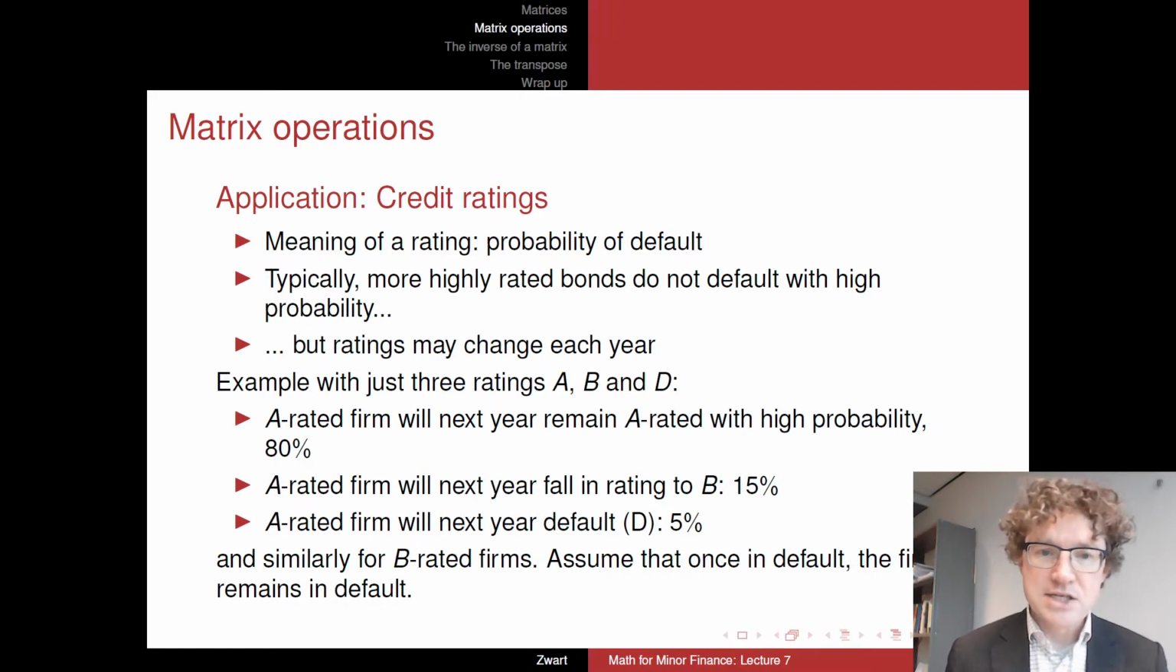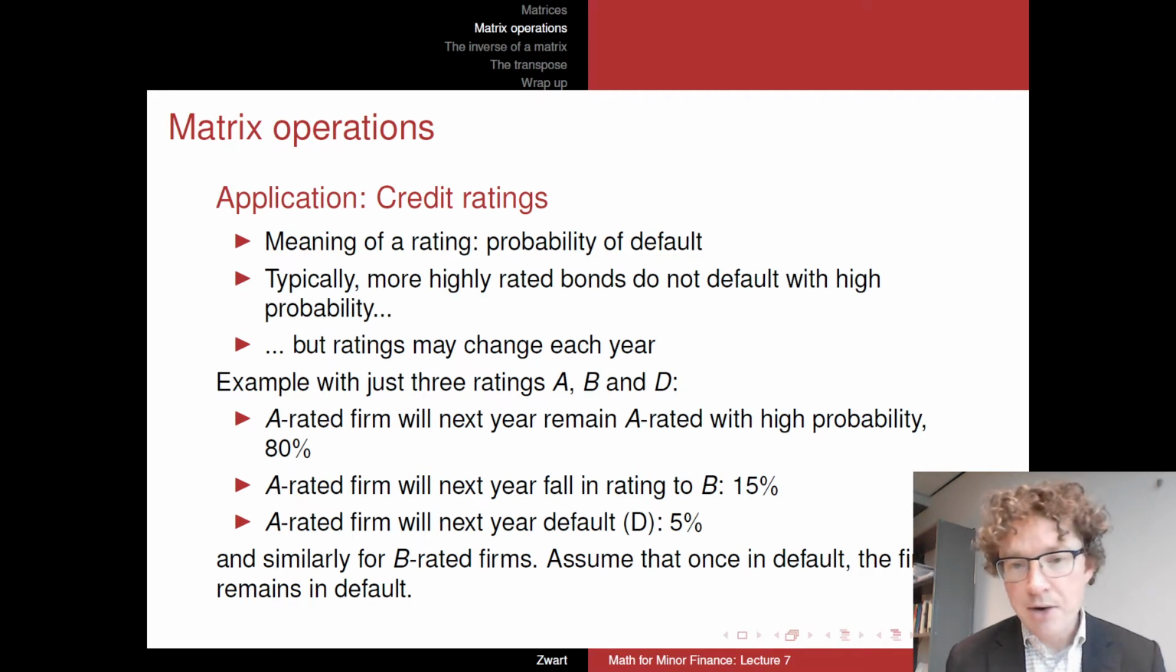So what that means is that if you're an A-rated firm, well, if you continue to do well and presumably, since you are given this A rating, this happens with a high probability, then you will stay next year in this A-rated class. So let's just assume for the example's sake that there's a high probability, 80%, of remaining in your A category when the credit rater has given you an A rating this year.